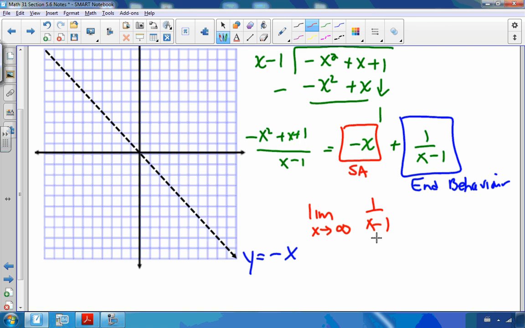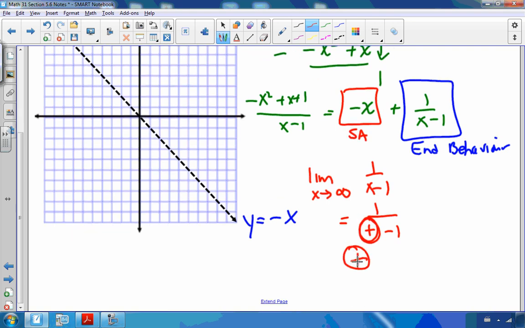So if I put in a really huge positive number, and I take away 1, it's still just a positive number. And 1 over a positive number will be positive. Okay, so that tells me that as I approach positive infinity at my right end, it will be above. So the right end of the graph right here, the curve will be above the slant asymptote.